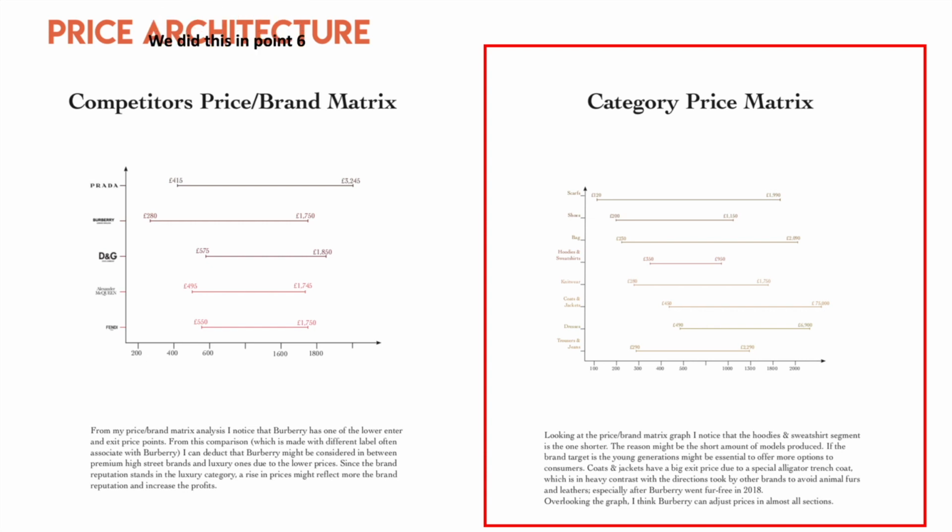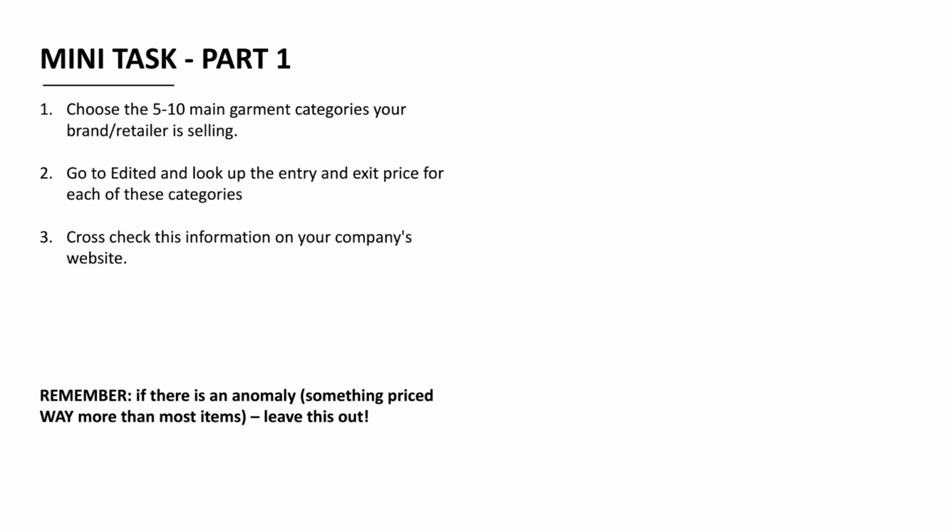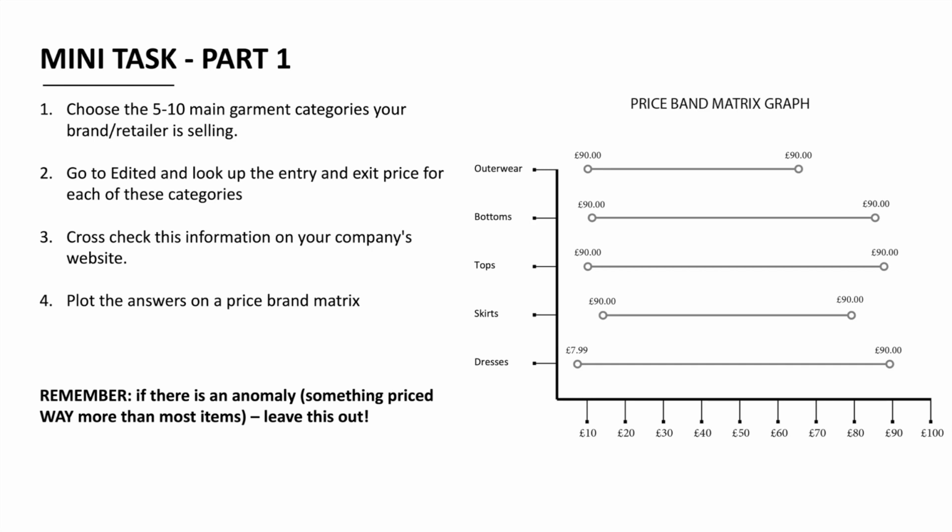So in point 7, you are looking at the price of different items within your range that you can see here on the right-hand side, rather than what we did for point 6. So we are asking you here to choose 5 to 10 main product categories for your brand and retailer, and then go to Edited and look up the entry and exit price of these categories. We then want you to go and check that on your company's website, just because obviously Edited can sometimes, like we said, have some issues with finding everything. So cross-reference that and plot the answers on your own price brand matrix.